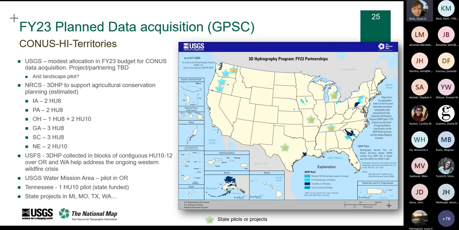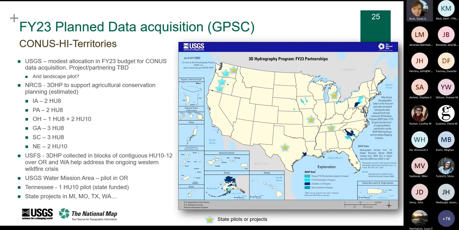So in the rest of the US, both CONUS and the Hawaii and the island territories, we are moving forward with data acquisition. USGS received a modest allocation in FY23 for CONUS data acquisition. And I should have updated this slide. We are planning an arid landscape pilot. We'll update the group when we get that pinned down so we can learn better how to do data acquisitions in arid landscapes.